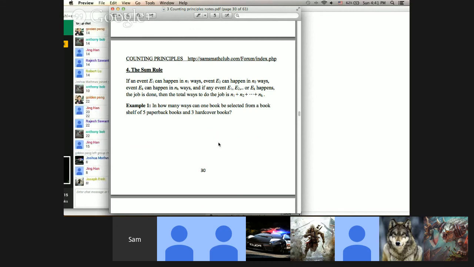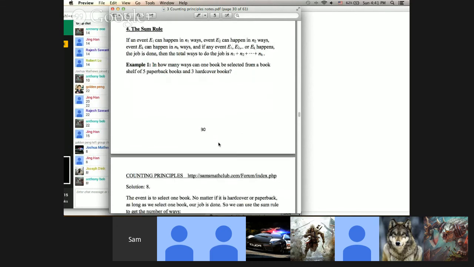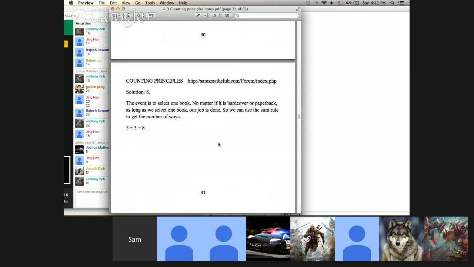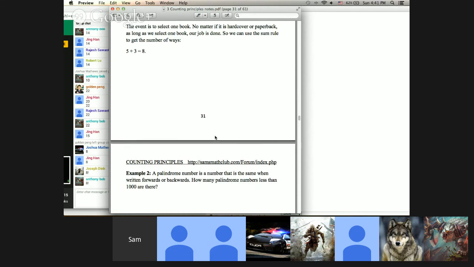Right, the answer is 8. So the event is to select one book, and it doesn't matter if it's hardcover or paperback. So it's just from 5 books, you can select in 5 ways to select one book, and from 3 books, there's 3 ways to select one book. Okay.